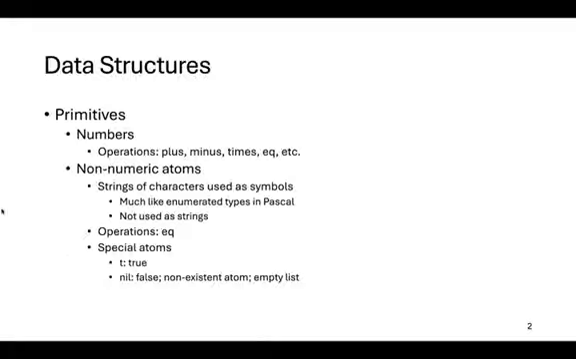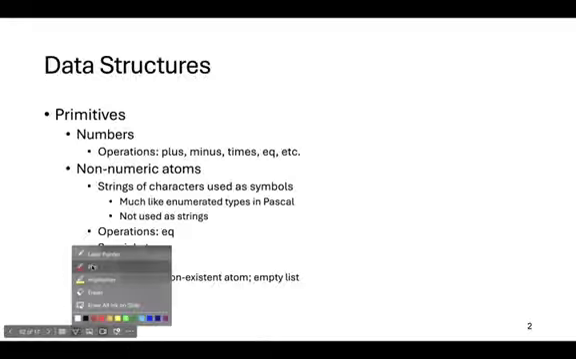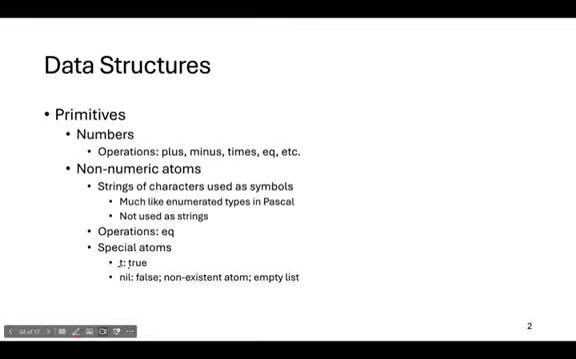We also have some special atoms in Lisp, like T representing true, and nil representing false. Nil also represents other things, like a non-existent atom, something that doesn't exist, and it is also used to represent an empty list. If you get a result that something is true, you're going to get the letter T. If you get nil, it basically means false, or it could be used if something doesn't exist, or if we want to represent an empty list. We're going to have more examples about that as well.